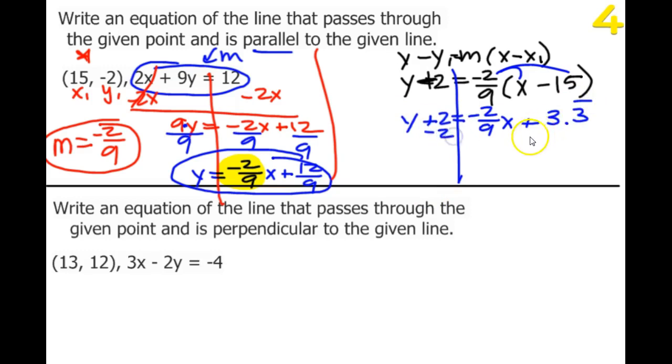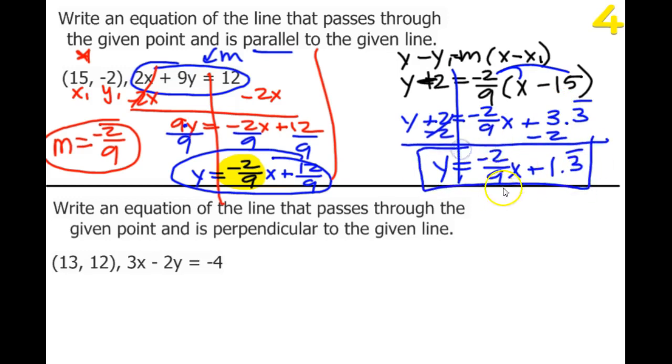And then subtract 2 to get y by itself. Y equals negative 2/9 x plus, there's more positives, 3 minus 2 is 1, and we have the point 3. So that would be our equation.